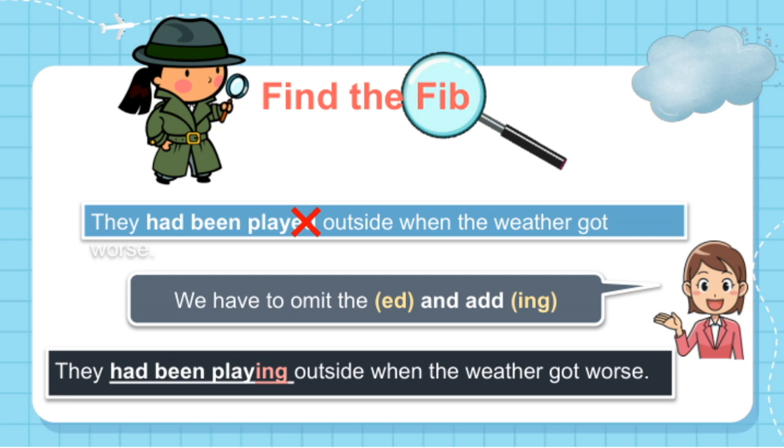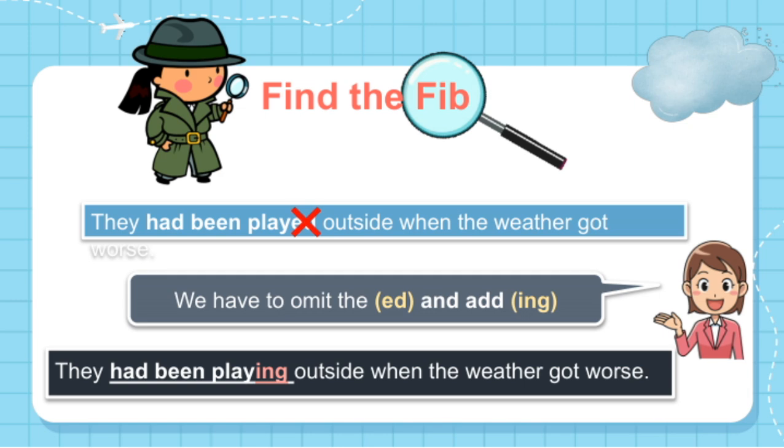Finally, the slide presents a tricky sentence. They had been played outside when the weather got worse. This sentence is the fib because it's incorrect. Played is the past participle form and doesn't fit in this tense. The correct form is been playing, which shows the ongoing nature of the activity.